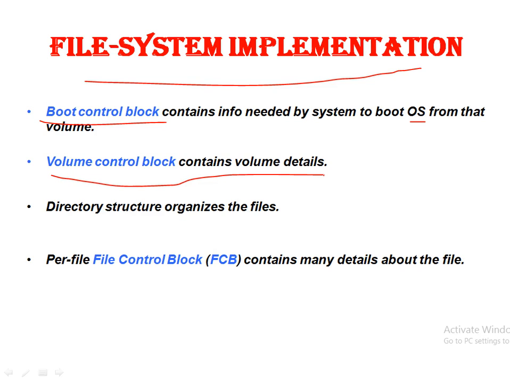In UFS, that is the Unix file system, it is called the super block, whereas in NTFS the volume control block is stored as the master file table. Next, what is the directory structure? It organizes the files.